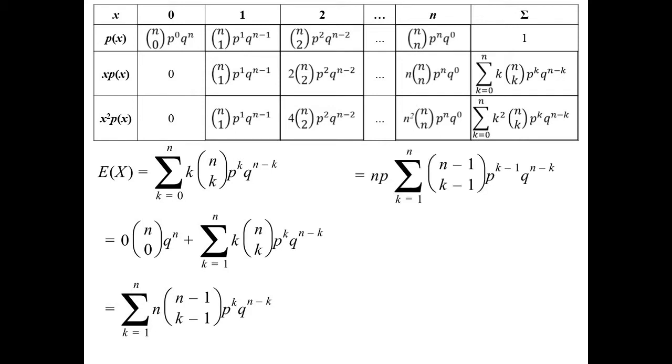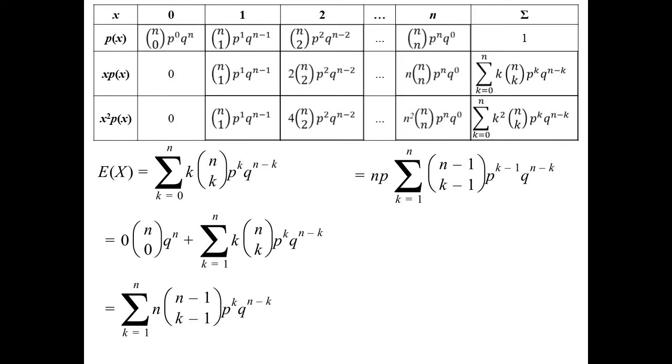Now, why on earth do that? Well, because now I can factorise out n. N's a constant, so I can pull that out of the sum. I'm also going to pull out the p, so I'm left with, now have a look at the powers, p to the power of k minus 1, q to the power of n minus k. They add up to be n minus 1. So what I've got is the general term.